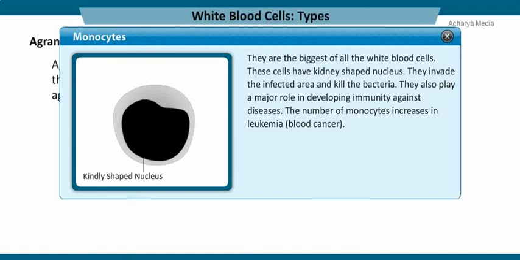Monocytes. They are the biggest of all the white blood cells. These cells have a kidney-shaped nucleus. They invade the infected area and kill the bacteria. They also play a major role in developing immunity against diseases. The number of monocytes increases in leukemia.